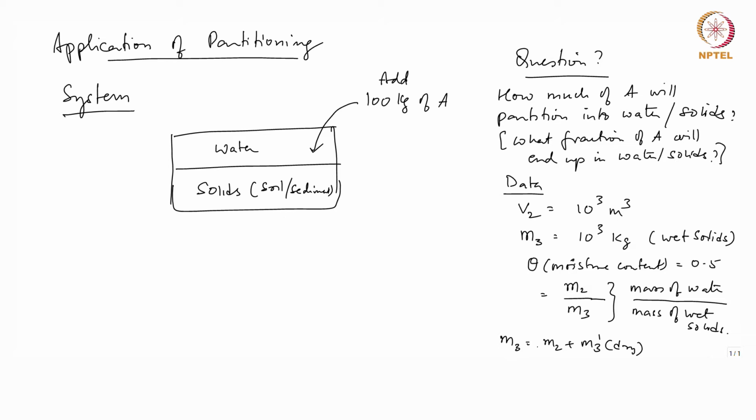So, right now in this problem we will say that M3 is wet solids, and the moisture content is 50.5 on the basis of wet solids. So, you can directly calculate. If this is wet solids, you know how much is the water content here.